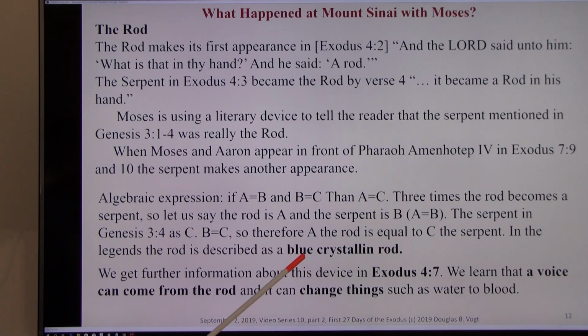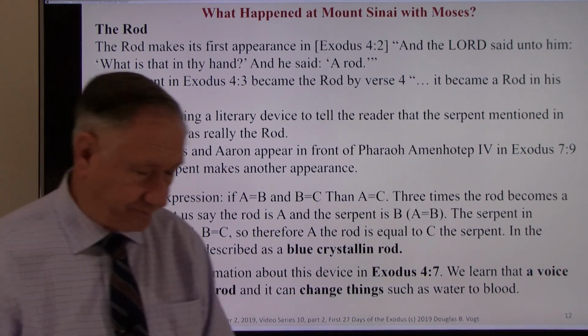Now the legends say this thing is a blue crystalline rod. It's not a wooden staff at all. And that I believe more than anything else. We are further informed about the device in Exodus 4:7. We learn that a voice comes from the rod and it can change things such as water to blood. Let me explain.